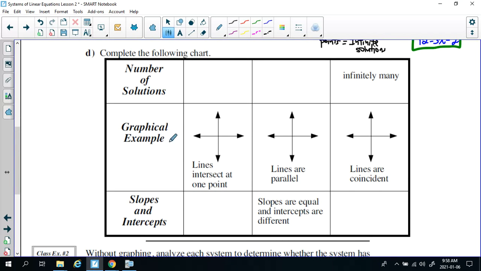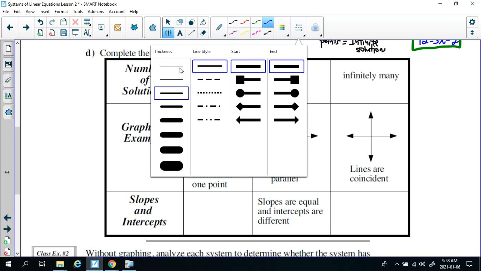Okay, so it says, here's a graphical example of lines that intersect at one point. Okay, so I'll just sketch this. I'm not going to pull a ruler out here. I really should, but I just want to save a little bit of time. Okay, so this might be an example where you have one line that goes up and towards the right, and you have another line that goes maybe down and towards the right. Now just fill in the rest of the table here.